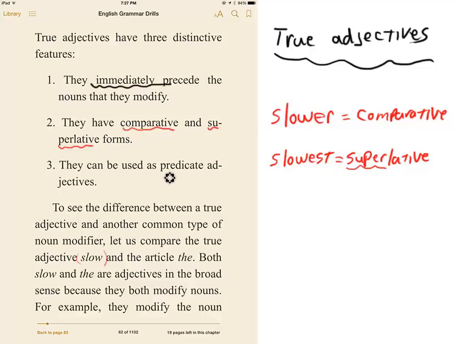Okay, so these are the two forms that true adjectives have, and they can also be used as a predicate adjective. And we haven't really discussed any of these terms yet, so I'm going to briefly tell you what a predicate adjective is. In a sentence, we have a subject and we have a predicate. Okay, an adjective is something that describes a noun.